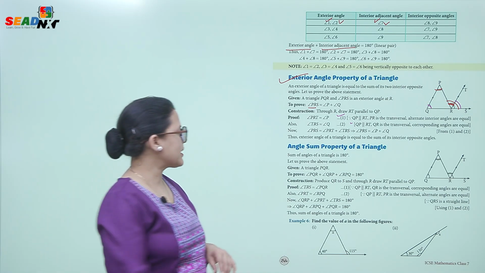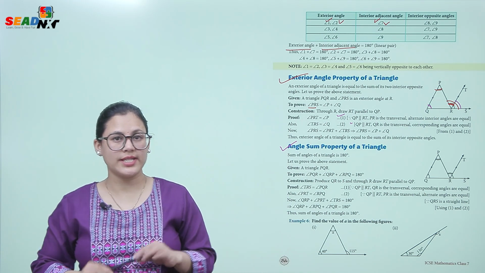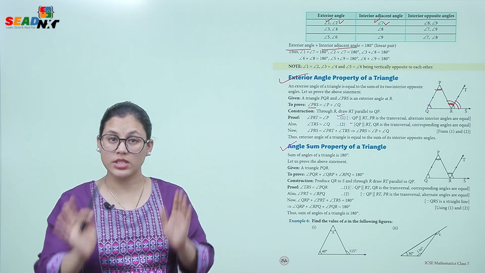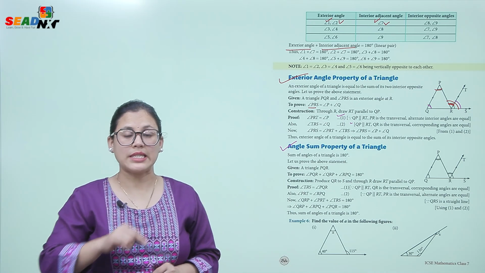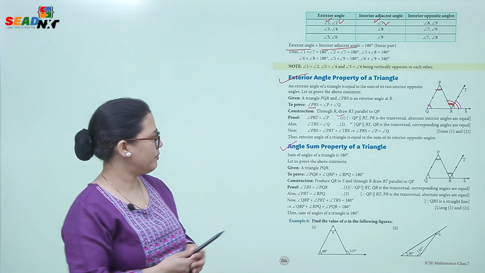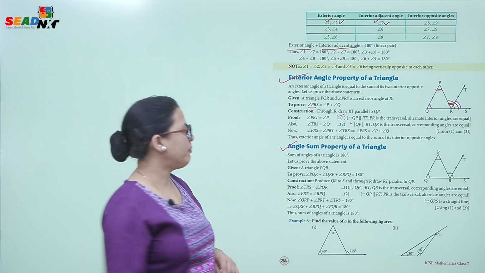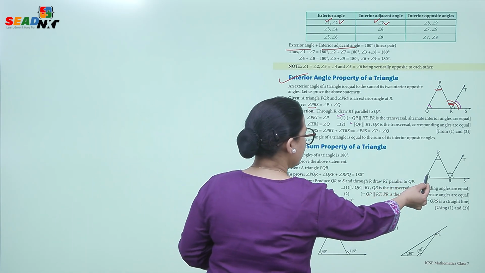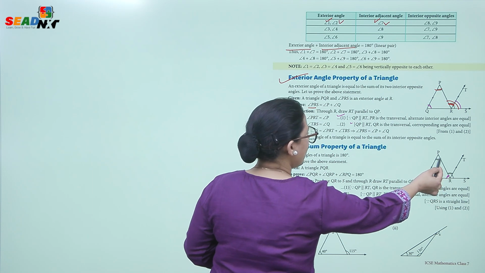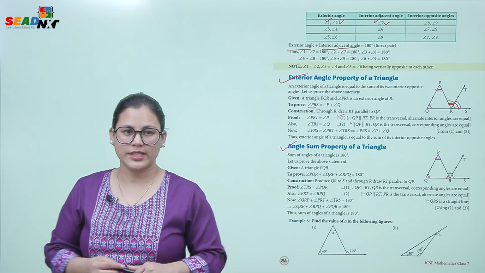Okay, next is the angle sum property of a triangle. The sum of the angles of a triangle is 180 degrees. Okay, so this is the angle sum property of a triangle. Means तीनों ही angles का sum जो होगा 180 degree होगा. So given a triangle PQR, we have to prove that angle PQR, this angle, plus angle QRP plus angle RPQ, this angle, the sum of these three angles is equal to 180 degrees.